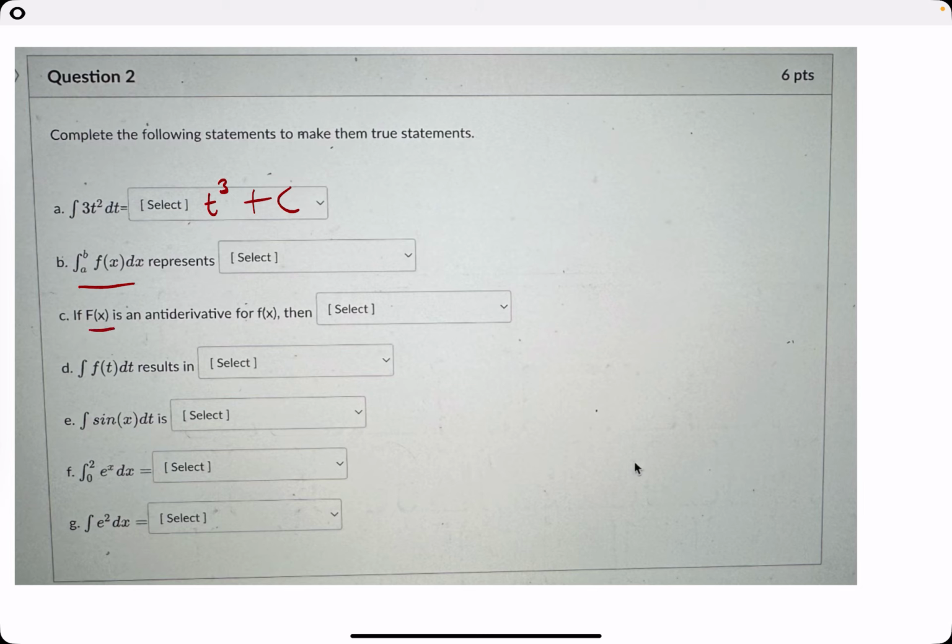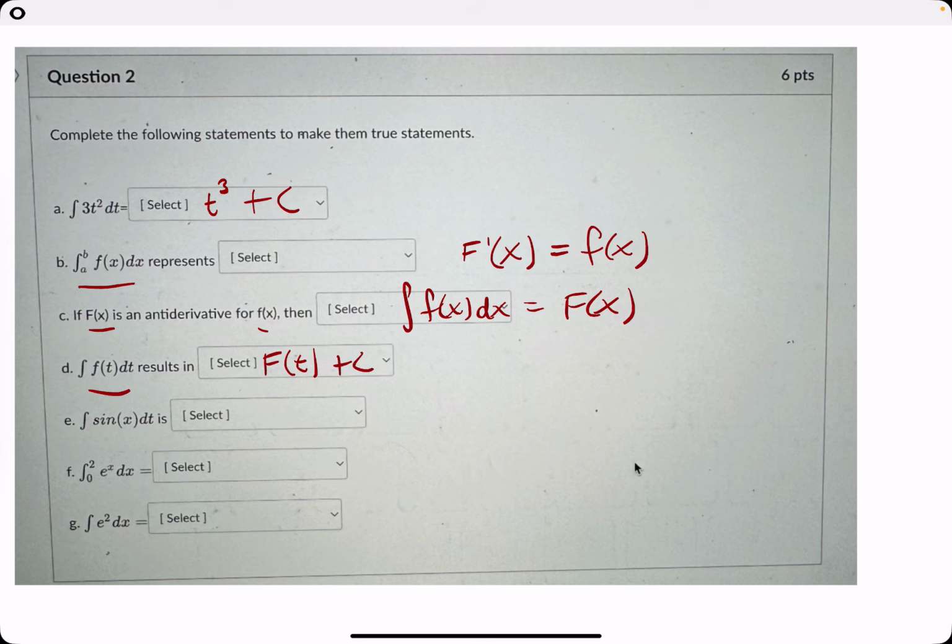F of x is an antiderivative for this. Then, all right, this is helpful. The integral of f of x dx equals capital F of x, I guess. Or they're looking for the derivative way. So if f is an antiderivative, that means capital F prime is equal to f. Either one of those, I'm assuming, is the answer. D, integral of f of t dt results in F of t plus c, or it's going to say like a general family of antiderivatives, or general antiderivative.